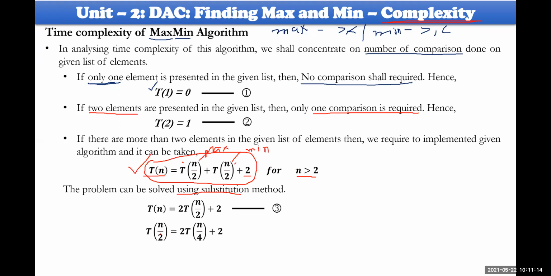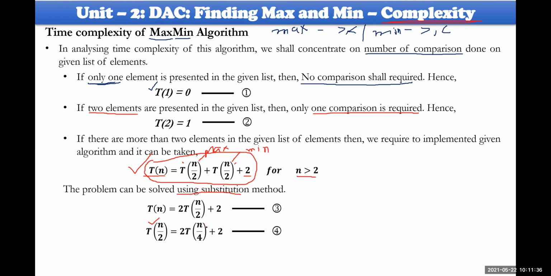So T of n by 2 value will be equal to 2 into T of n by 4 plus 2, because n by 2 into half will be equal to n by 4. So the given list of elements will be divided into 4 halves. That is the meaning of this one. This is equation number 4.